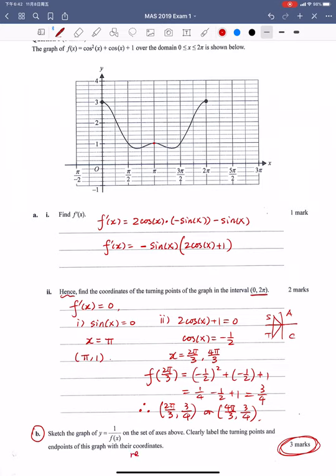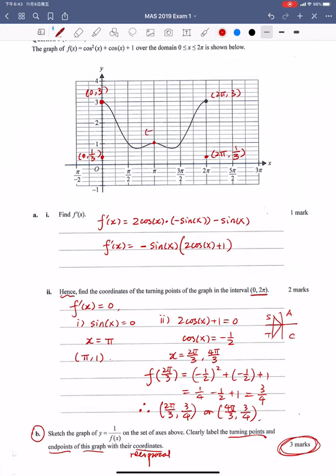So it's a reciprocal on the axis above. Clearly label the turning points and endpoints of this graph with their coordinates. So now, this one is (0, 3). After taking the reciprocal, 0 is still 0, but 3 becomes 1 on 3. So it should be roughly here. (0, 1 on 3). Again, this one is (2 pi, 3). So the x value remains the same, but y becomes the reciprocal. It's (2 pi, 1 third).